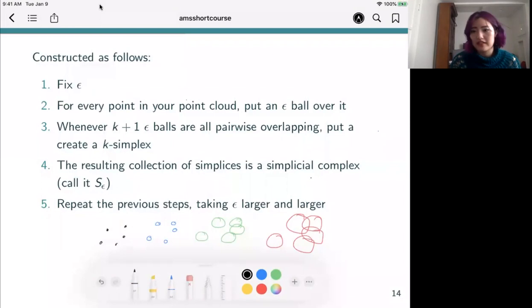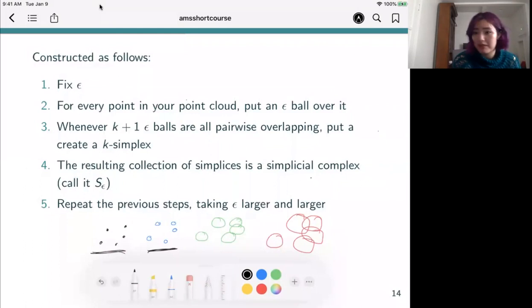So in this very first step, you can see that there's no intersections between any of these points. So the first step of your simplicial complex would just be these five zero simplices. Nothing is connected, nothing happens. Same thing in this next picture. These balls are still not big enough. So nothing is connected yet. We have the same exact simplicial complex that we did before.